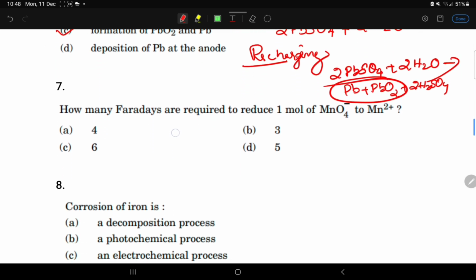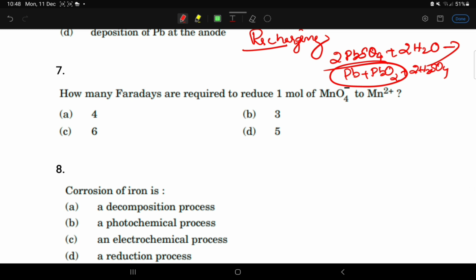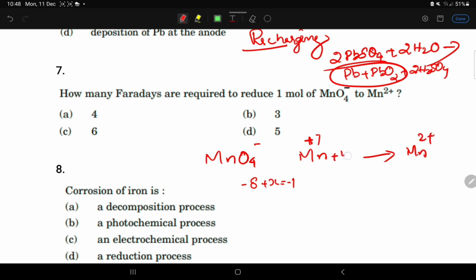How many Faradays are required to reduce 1 mole of MnO4 minus to Mn2+? In MnO4 minus, the oxidation state of manganese is plus 7, because we know oxygen is minus 2, 4 oxygens minus 8, minus 8 plus X equal to minus 1. So manganese is in plus 7 oxidation state and that changes to plus 2 oxidation state. So when we balance the equation, let us add 5 electrons. So 5 moles, that is 5 Faraday. So our option is D.